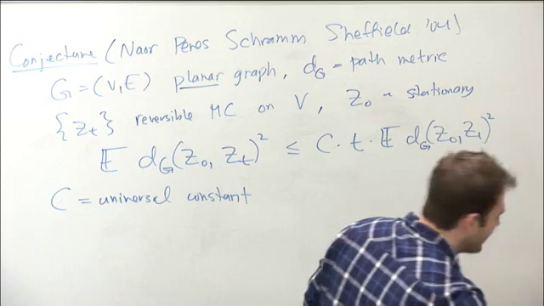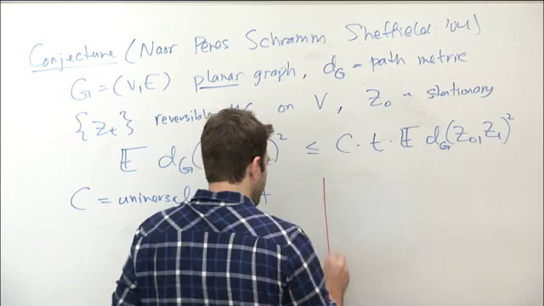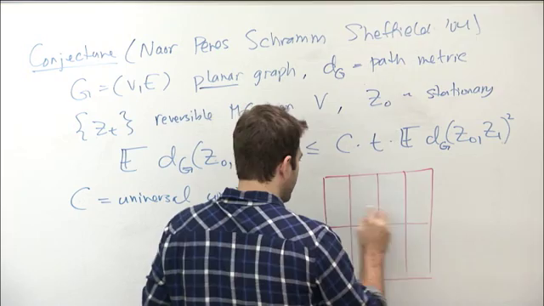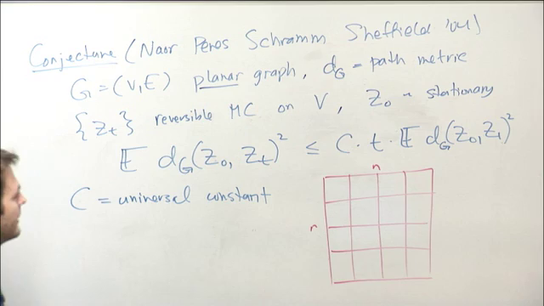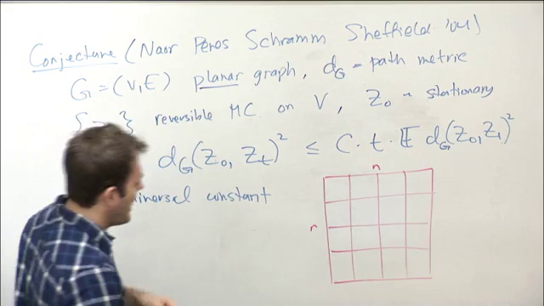Yes. Okay. So let me give a couple of examples just to demonstrate some of the subtleties here. If, for instance, you just considered some n by n grid, and you did simple random walk, then no one is surprised by the fact that this holds. After t steps, you expect your distance to be about square root of t away from the starting point.